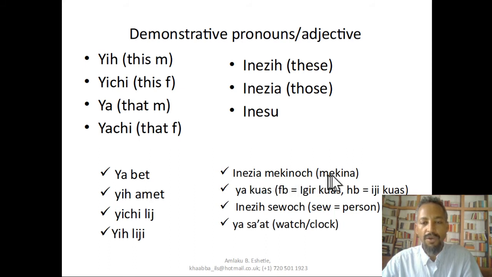እነዚያ መኪኖች, those cars. ያ ኳስ, that ball. እነዚያ ሰዎች. You see this, now we came to the plural. So I said earlier, ሰው is person. So the plural form is ሰዎች. We'll talk about pluralization. Ya saat, that watch or clock.